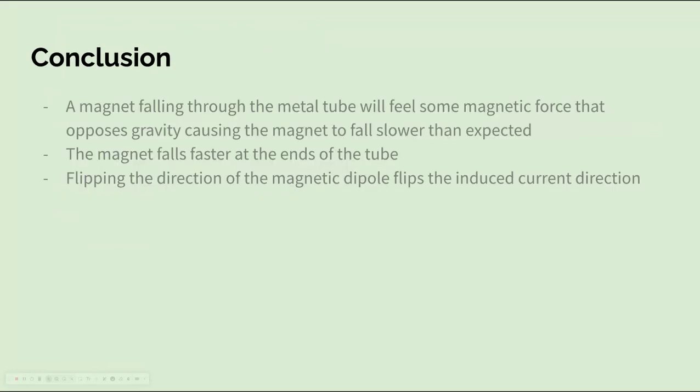Some of the conclusions from the experiment are that a magnet falling through a metal tube will feel some magnetic force that opposes gravity, causing the magnet to fall slower than expected. The magnet falls faster at the ends of the tube. Flipping the direction of the magnet dipole flips the induced current direction. And yeah, that's my lab.